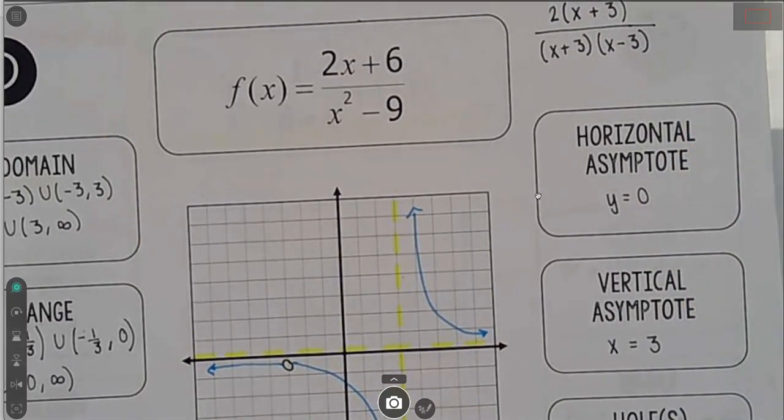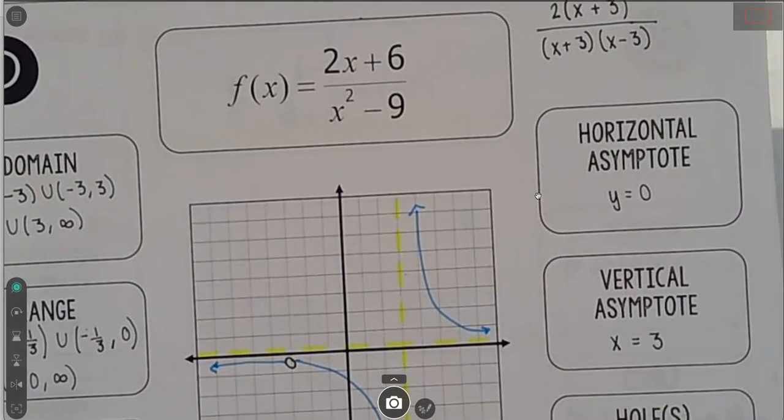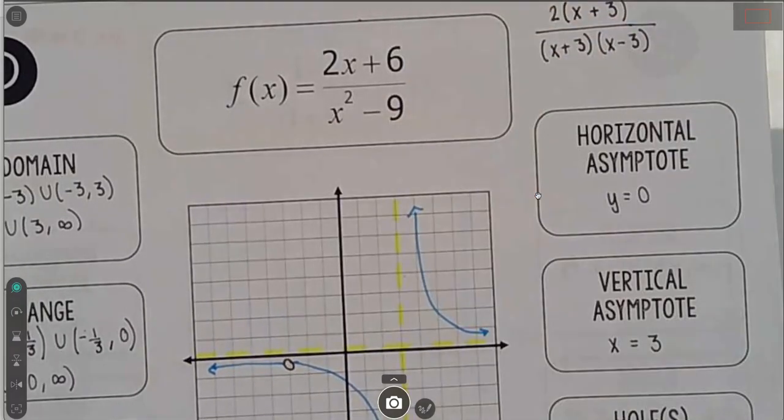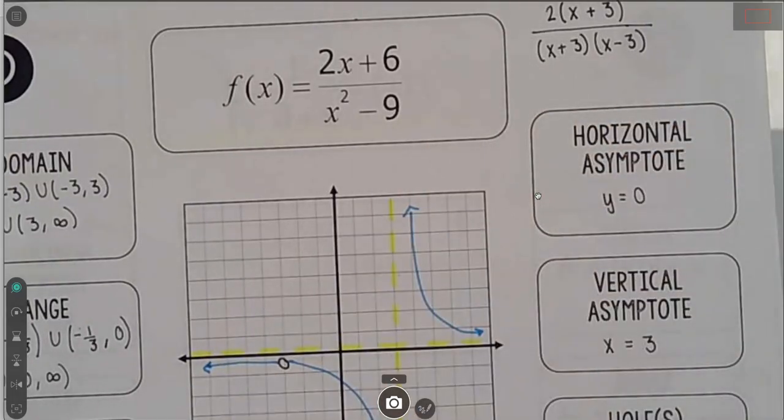Bonus point if someone can tell me how to figure out the horizontal asymptote, since transformations are kind of tricky here. Who doesn't have as many? Priority to team 3. Think about the degrees. What's the degree on top? What's the degree on the bottom? What does that mean?